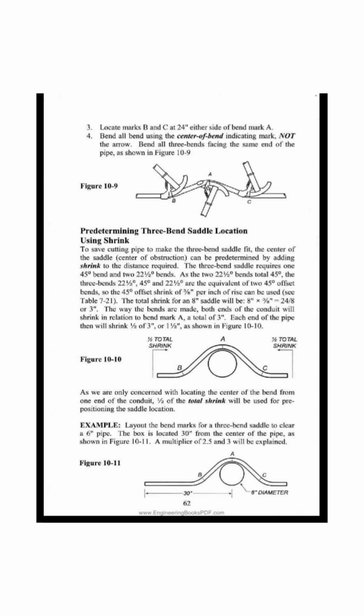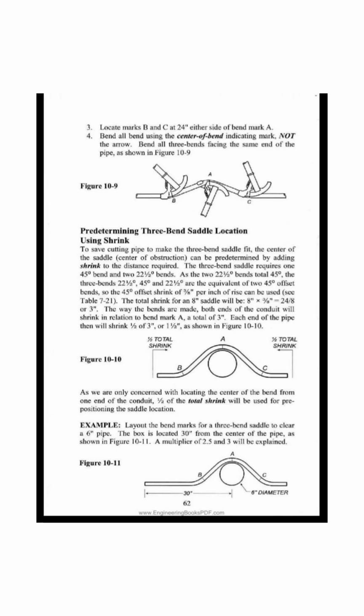Predetermining 3-bend saddle location, using shrink. To save cutting pipe to make the 3-bend saddle fit, the center of the saddle, center of obstruction, can be predetermined by adding shrink to the distance required. The 3-bend saddle requires one 45 degree bend and two 22.5 degree bends. As the two 22.5 degree bends total 45 degrees, the 3 bends, 22.5 degrees, 45 degrees and 22.5 degrees, are the equivalent of two 45 degree offset bends, so the 45 degree offset shrink per inch of rise can be used. See table 7-21.